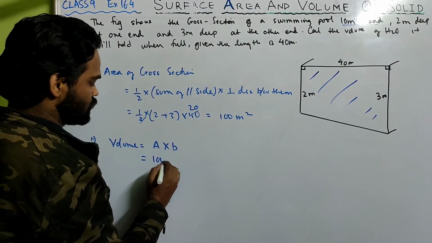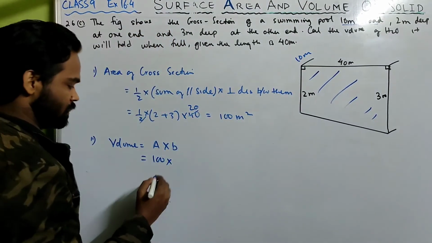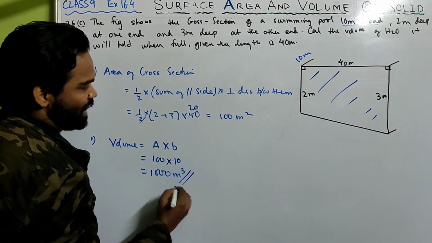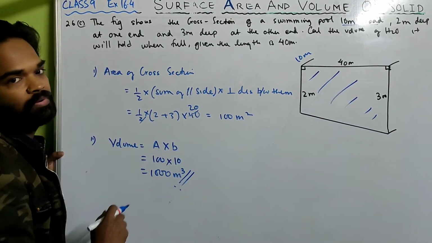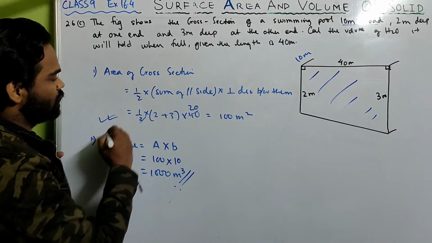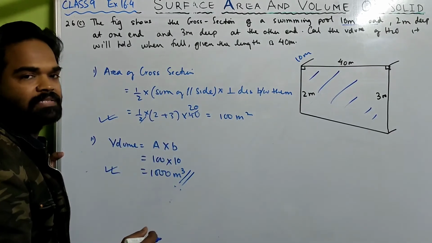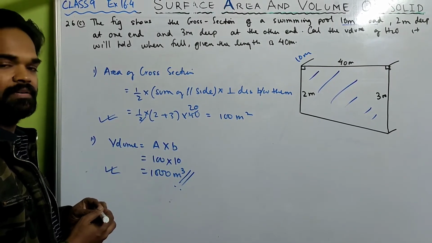So area of cross section is 100 and the breadth, that's 10 meter. So that's 1000 meter cube, and that's the volume of water which should be there in the swimming pool. Done. Just calculate the area of the cross section and then multiply with the breadth. That's 10 meter in this case. Done. Now let us look at the next sum.